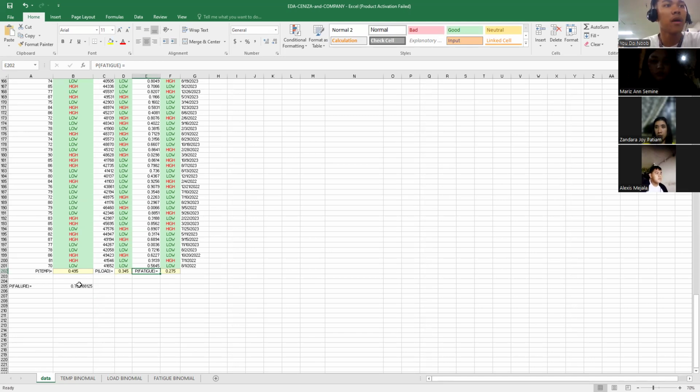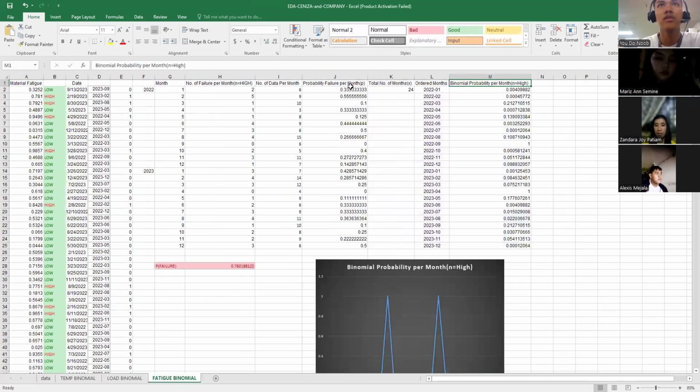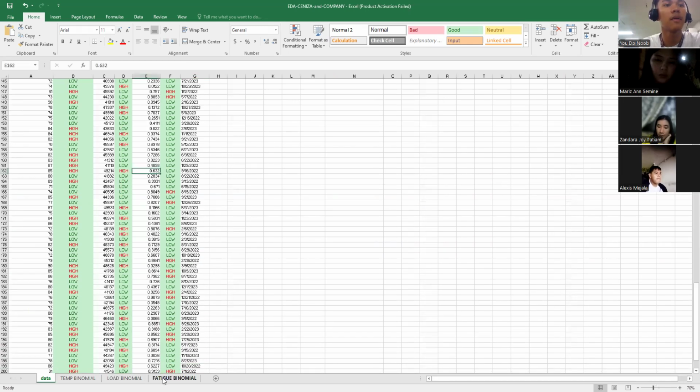And lastly, by using the formula given by this activity, we're able to determine the overall probability of failure of the three separate factors. And then the next step we did is to calculate the probability of failure per month under temperature, load, and material fatigue. And lastly, using that result of the same probability, we're able to calculate the binomial probability for each. So that's how we calculate all the data produced by the macro.